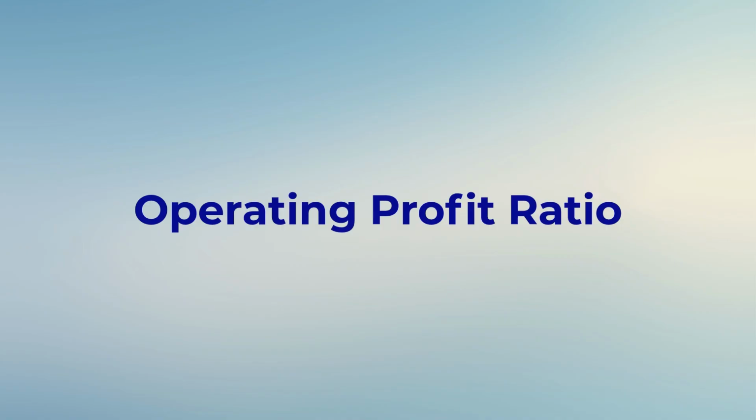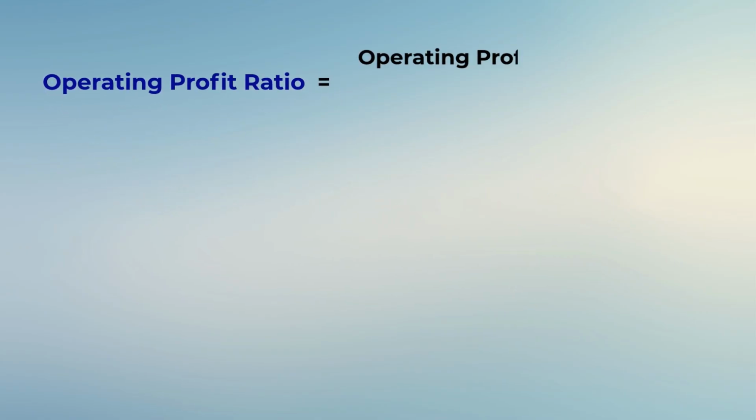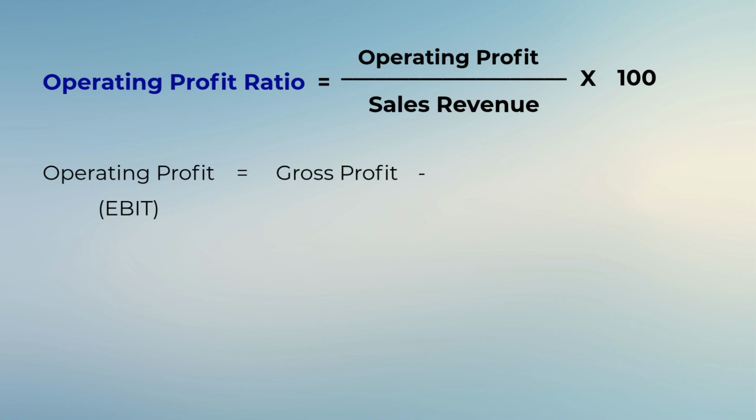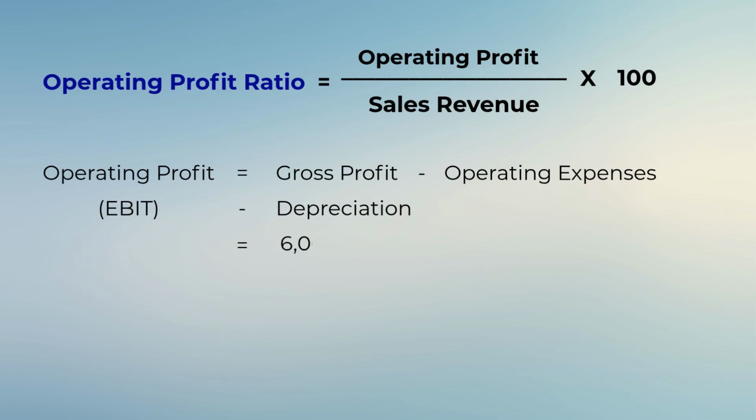Operating profit ratio is equal to operating profit divided by sales revenue multiplied by 100. Now what is operating profit? Operating profit is also called EBIT, that is earnings before interest and taxes, which is equal to gross profit minus operating expenses minus depreciation. Thus, it gives us 6 lakhs minus 2,50,000 minus 1 lakh, which is equal to 2,50,000.